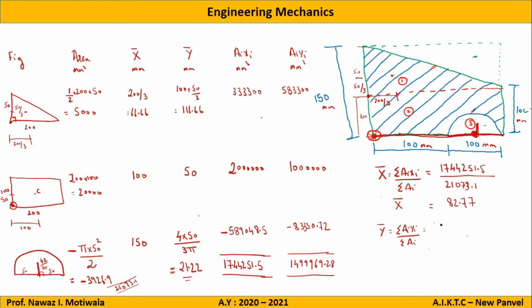82.77. Summation of ai yi we have 14,999,69.28 divided by area we have 21073.1, and the answer is 71.17. So finally I will write the centroid for the above figure, or the above lamina which is given, is x comma y, that is 82.77 comma 71.17, and it is in mm.